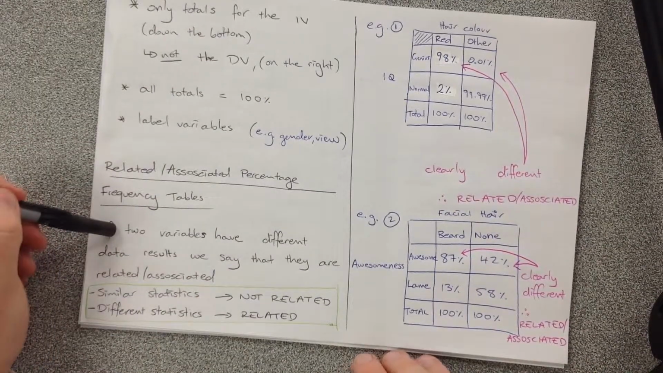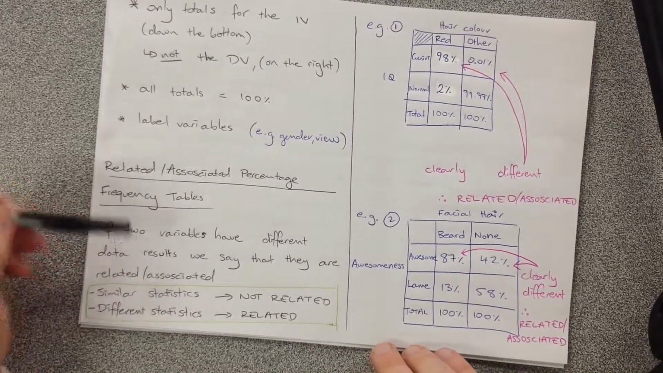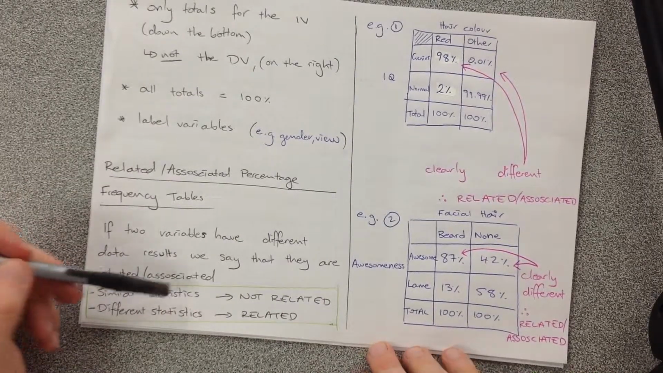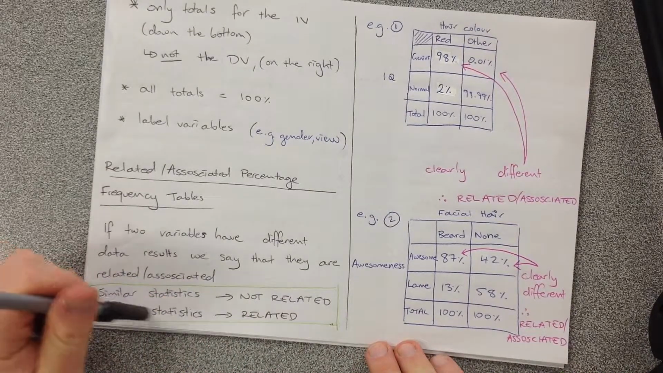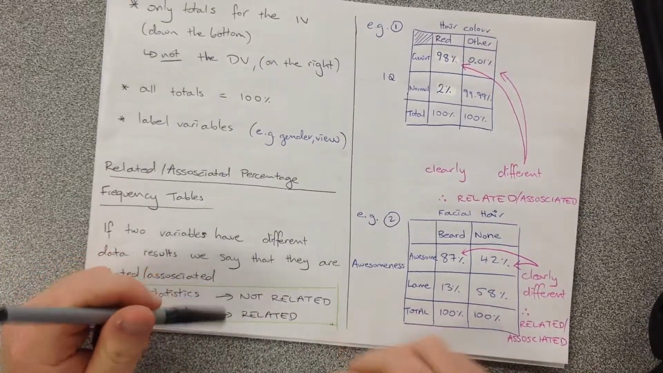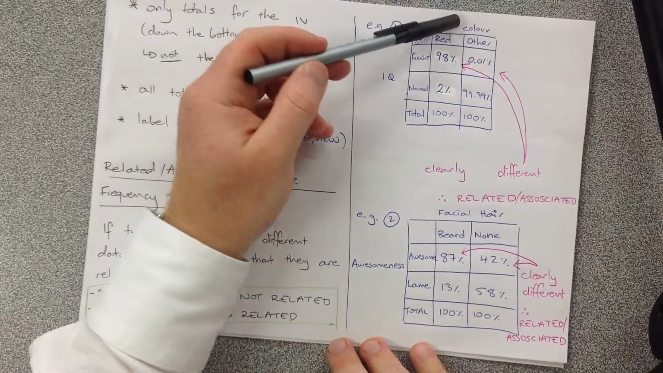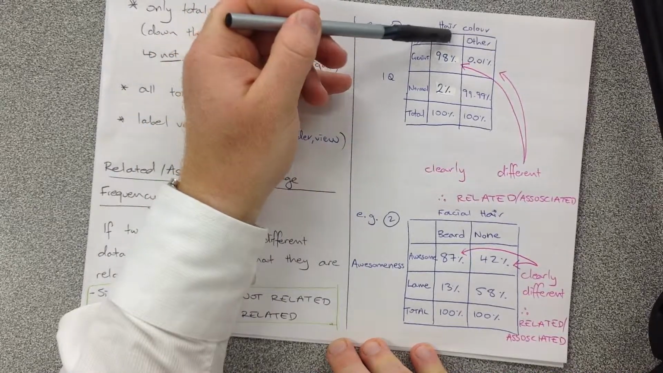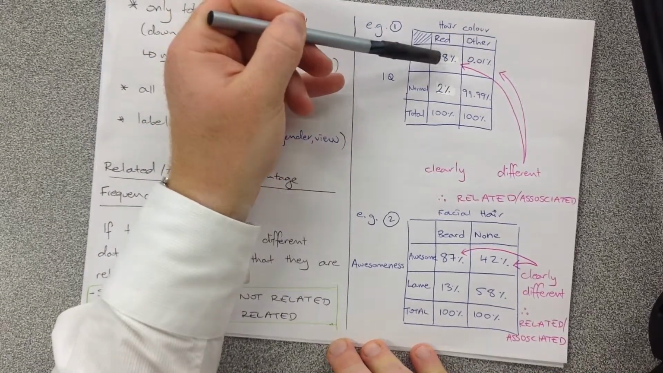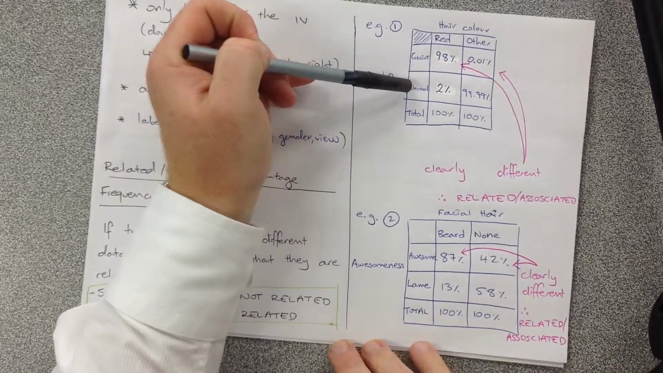If the two variables have different kinds of data results, we can say that they are related. So I've written that here. Similar statistics, so if there's not much difference, then they're not related. But if the statistics are different, then we can see there is a relationship between the two variables. Here's some examples. Here, hair colour and your intelligence or your IQ. We can see here that of people with red hair, 98% are geniuses, but only 2% of people with red hair are not geniuses, or normal.